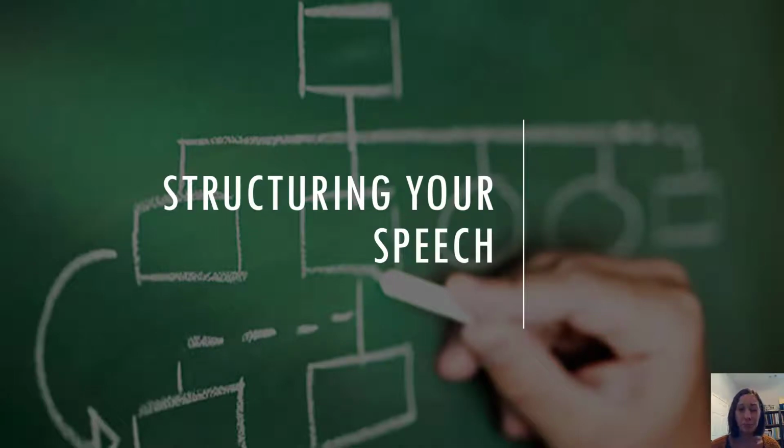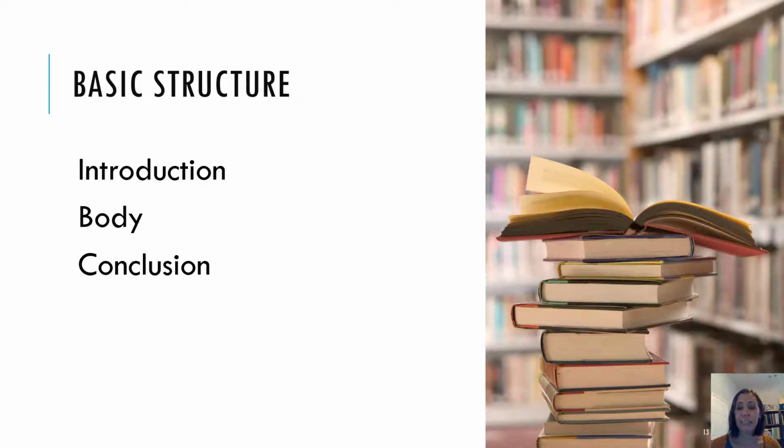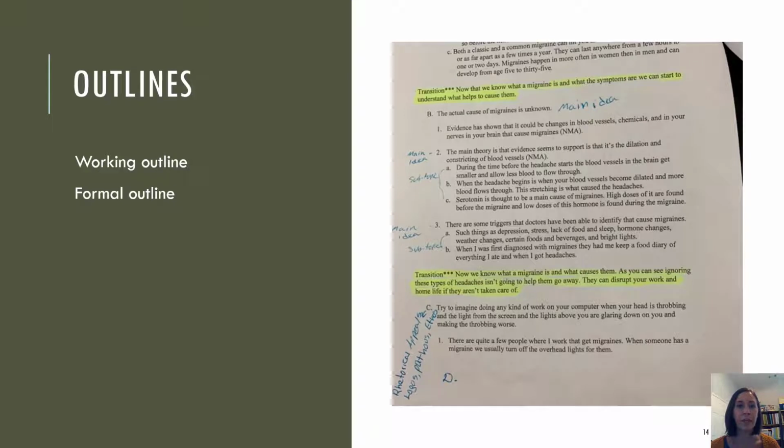When you're structuring your speech, you need to again consider that basic structure: introduction, body, conclusion. It's the same that you get in any book, any newspaper article, really any movie. Any kind of media at all will contain an introduction, a body, and a conclusion. And your speech is no different. It'll follow the same pattern. You're going to have two types of outlines in this class.